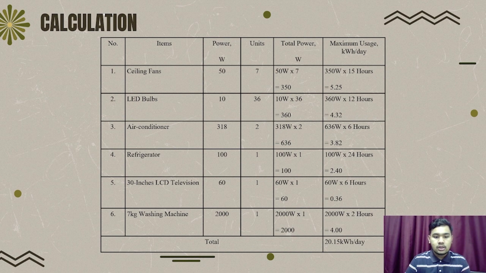Lastly is the 7 kilogram washing machine. The power use is 2000 watt and we use only one washing machine. The maximum usage is 4.0 kilowatt hour per day. The total maximum usage is 20.15 kilowatt hour per day.